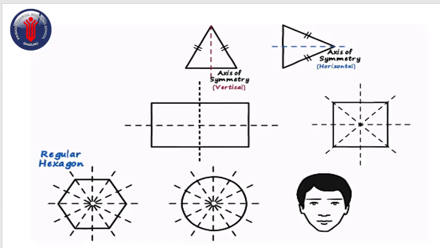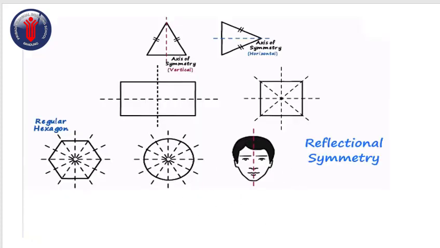What we saw in this video is reflectional symmetry. If one part is kept against a mirror, the reflection will give us the other part. Let's say we keep half a hexagon on this side of the mirror, its reflection will give us the other half. It is called reflectional symmetry.